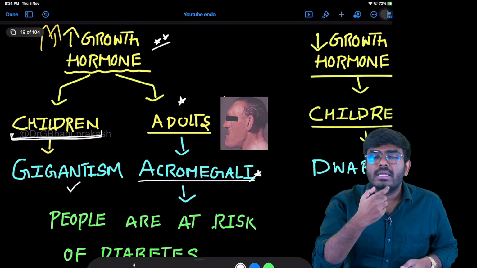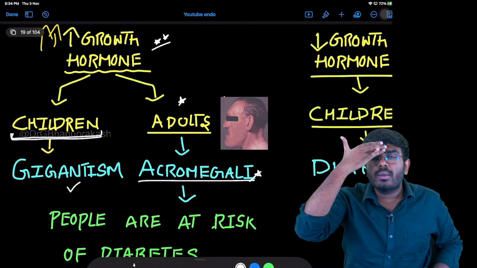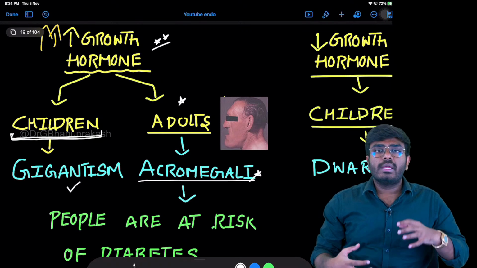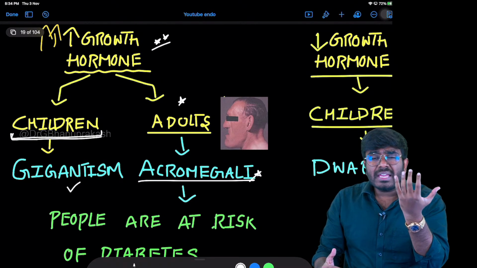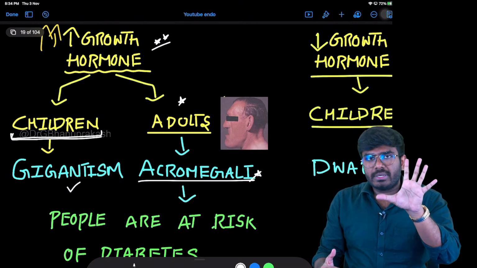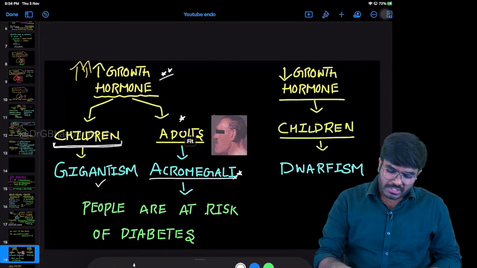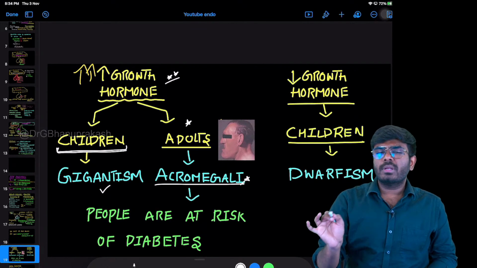Macroglossia means bigger tongue. He is having prognathism. The jaw is protruding forward. He is having frontal bossing. Okay, if you look at all his body viscera, they are very, very big. Now, whenever you look at his hand, it will be very, very big. So these are the features which are seen in a patient who is suffering with acromegaly.